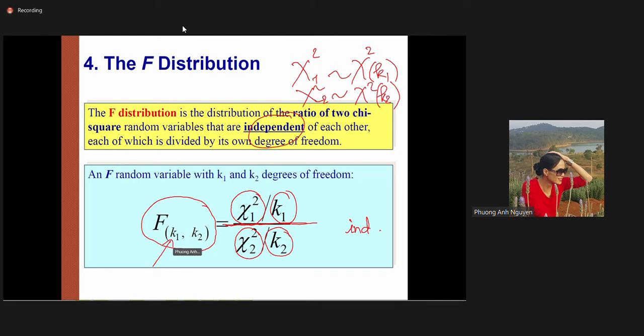Now, the F distribution is determined by two degrees of freedom, k1 and k2. k1 is called the numerator degree of freedom, which is the degree of freedom of the first chi-squared random variable. k2 is the denominator degree of freedom, which is the degree of freedom of the second chi-squared random variable. So this ratio will follow the F distribution with two degrees of freedom k1 and k2.